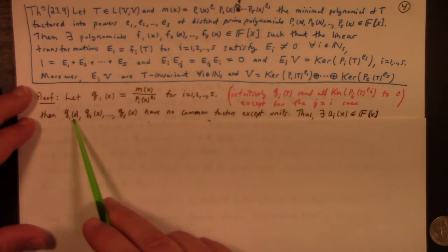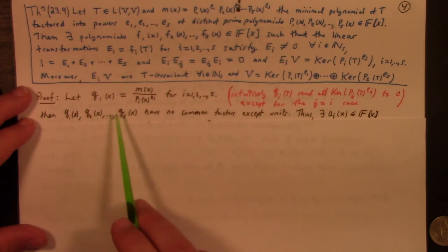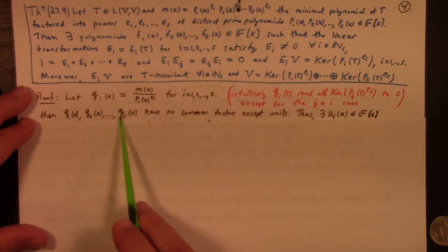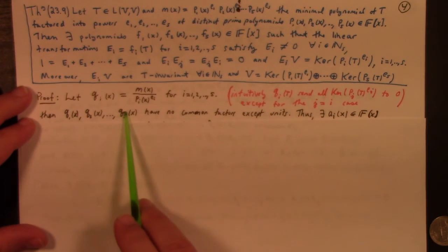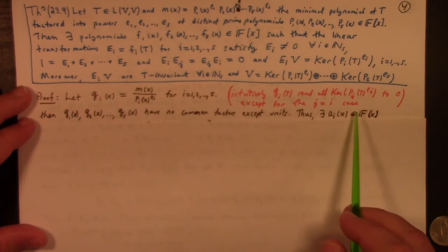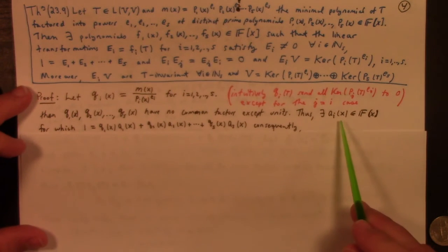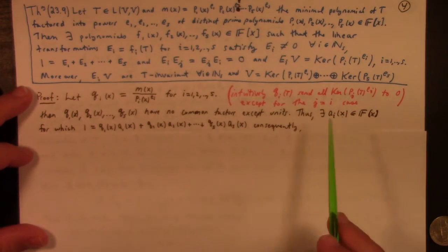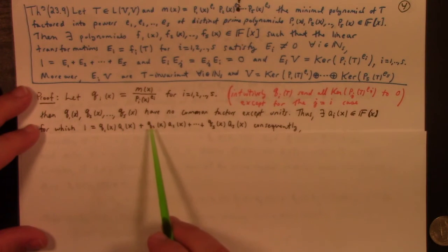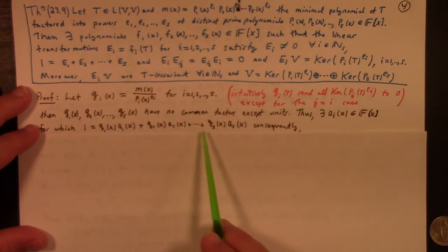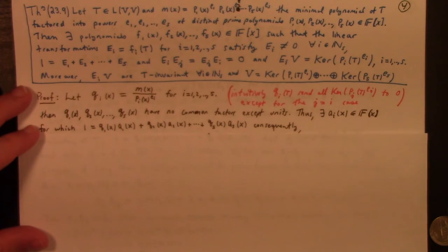Let's go on. If you look at q1, q2, through qs, each one is missing one of the prime factors, but they're all missing a different one. So there's no common prime factor amongst these. The only common factors are units. Then it follows by the Euclidean algorithm, or I suppose the extended Euclidean algorithm, that there exists a set of polynomials ai(x) for which 1 is equal to q1(x)a1(x) plus q2(x)a2(x) plus dot dot dot. All right. This is given to us by the theory of divisibility over polynomials.